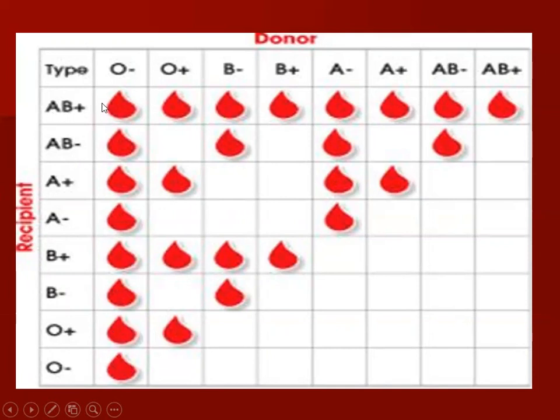So, like I said, AB positive is a universal recipient. It can receive from everybody. And O negative is a universal donor. It can give to absolutely everybody.